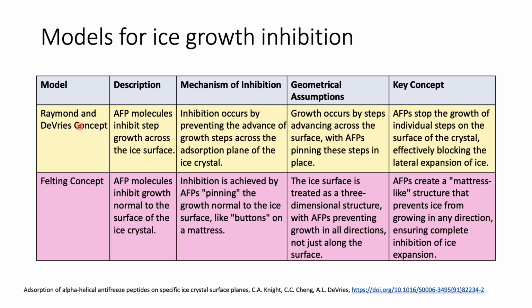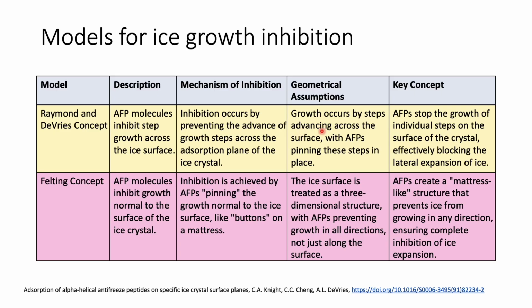The first one is the Raymond and DeVries' concept. Here the AFP molecules inhibit step growth across the ice surface. So this is the simple one. Here the inhibition occurs by preventing the advance of growth steps across the adsorption plane of the ice crystal. So what is the geometric assumption that is made? The growth occurs by steps advancing across the surface, with the AFP pinning these steps in place. And what is the key concept? The AFP stop the growth of individual steps on the surface of the crystal, effectively blocking the lateral expansion of the ice. So this is what was proposed by Raymond and DeVries.